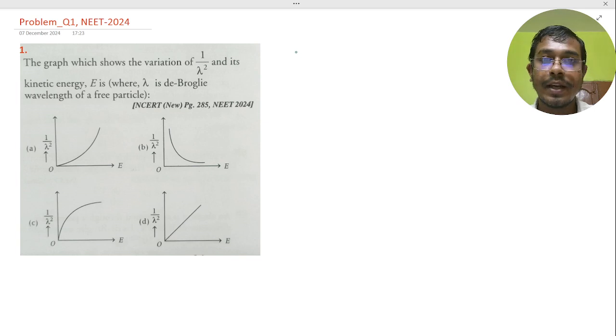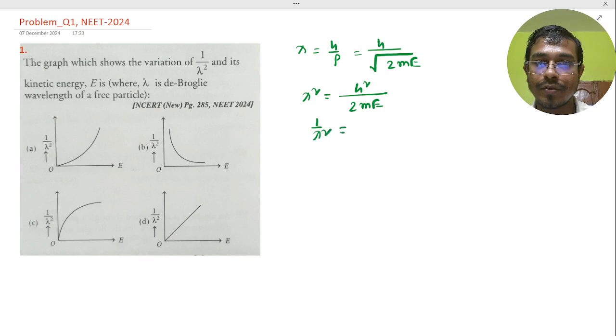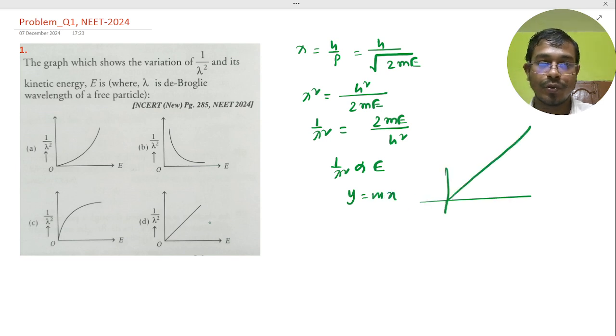So basically we have lambda equal to h by p, so h by root 2 m E. So lambda square is h square by 2 m E, and 1 by lambda square is 2 m E divided by h square. So 1 by lambda square is proportional to energy. Basically y equal to m x, passing through the origin. So D would be our correct answer.